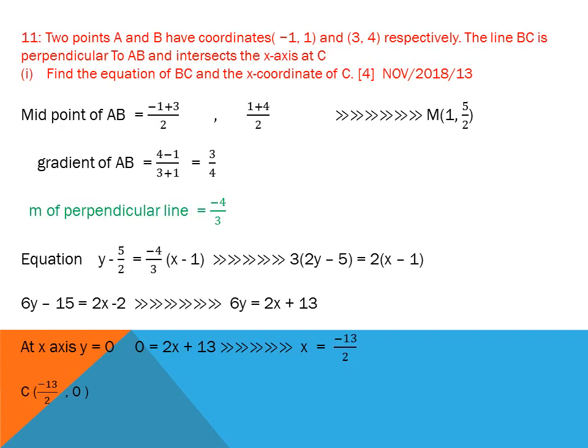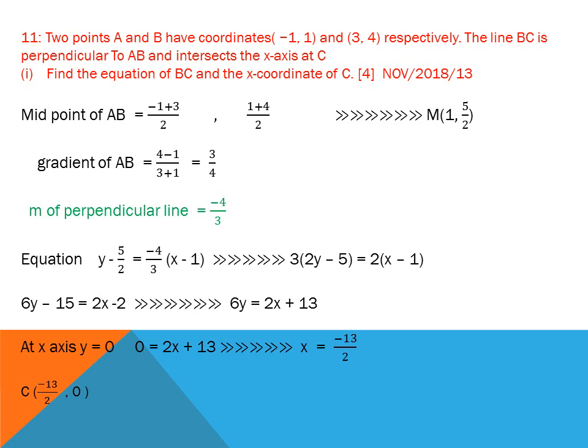Question number 11, 2 points. A and B have coordinates (-1, 1) and (3, 4) respectively. The line BC is perpendicular to AB and intersects the x-axis at C. Find the equation of BC and the x coordinate of C. To find the equation of BC, I need the gradient of BC and one point on BC.